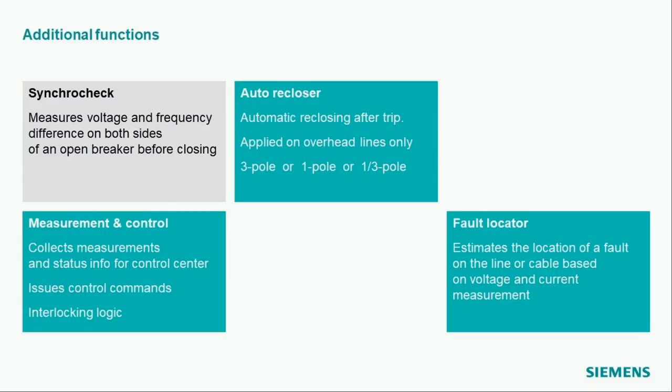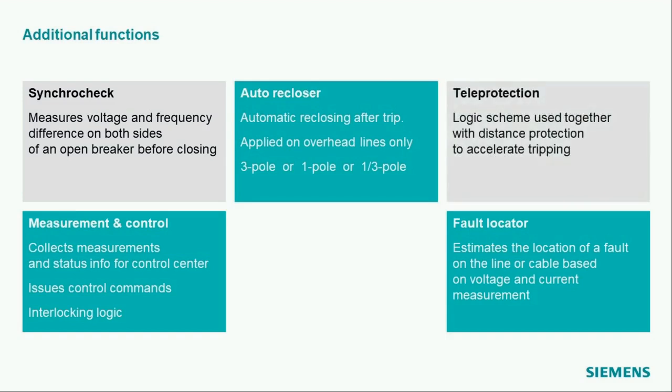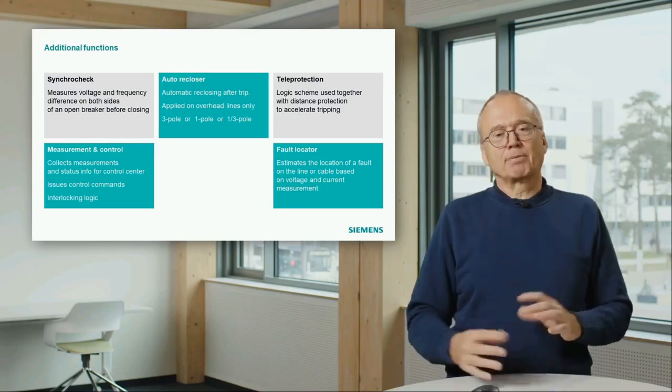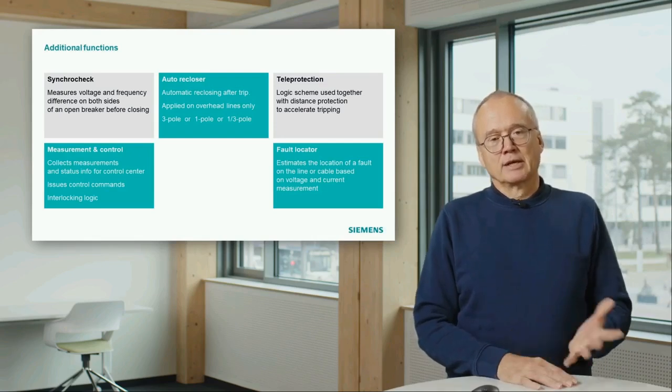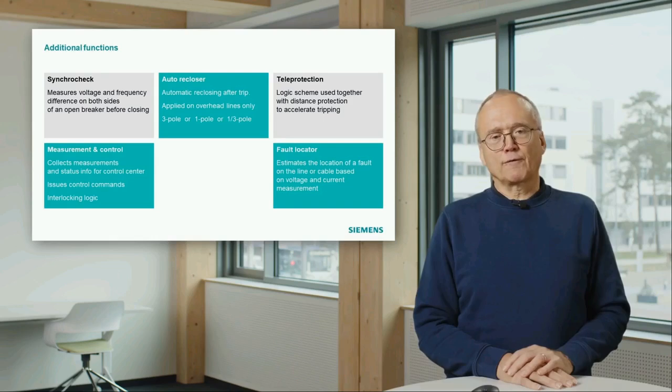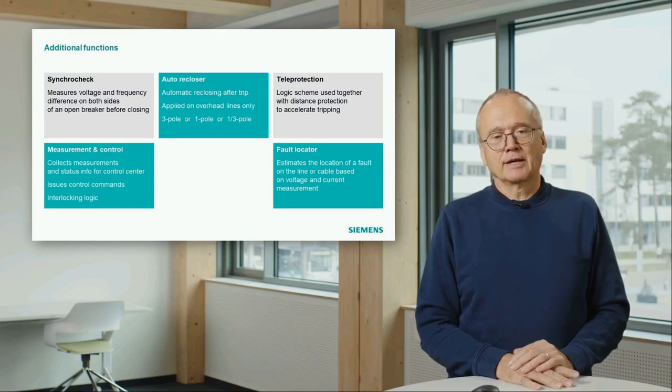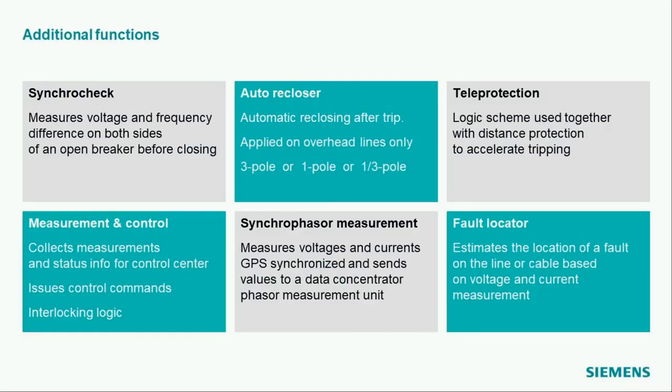That is the synchrocheck function. Then we sometimes need so-called teleprotection logic. That is a logic which is used together with distance protection. It is a complement to distance protection to speed up the tripping time a bit. It can also be used for some earth fault functions, also to speed up the tripping time and to get additional selectivity.